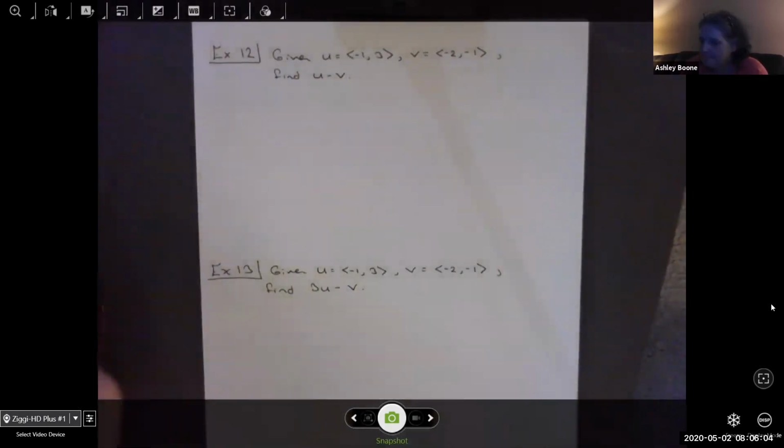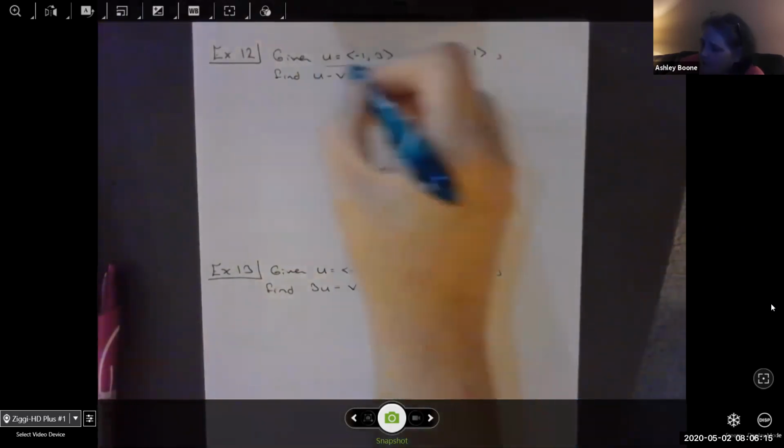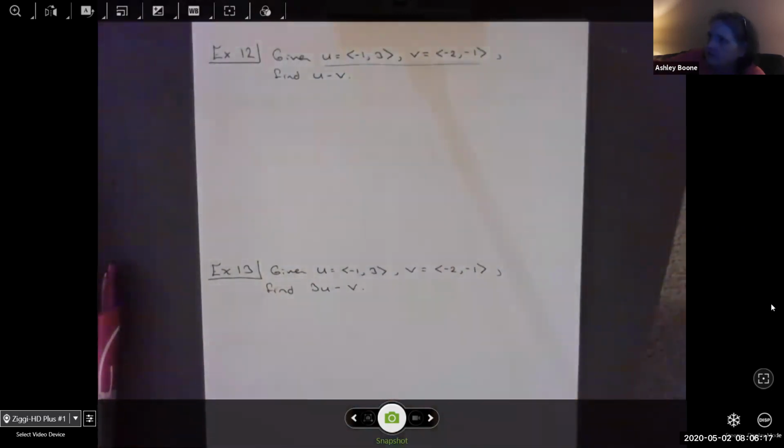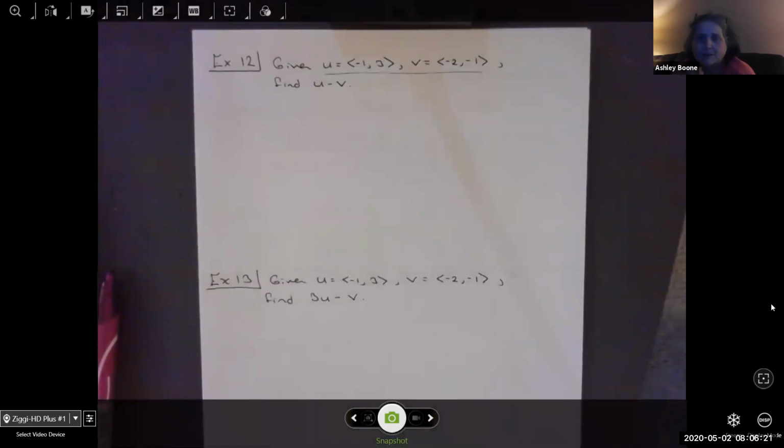Let's look at this guy. We're given 2 vectors. Vector u is the vector -1, 3. Vector v is the vector -2, -1. I'm going to use these throughout 2 or 3 examples here. Let me see if I can get that to clear up a little. That's better. All right. I want to find u minus v, okay?